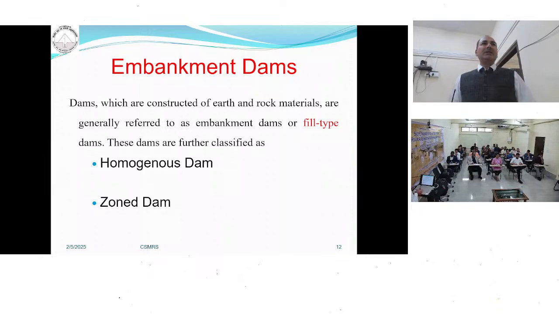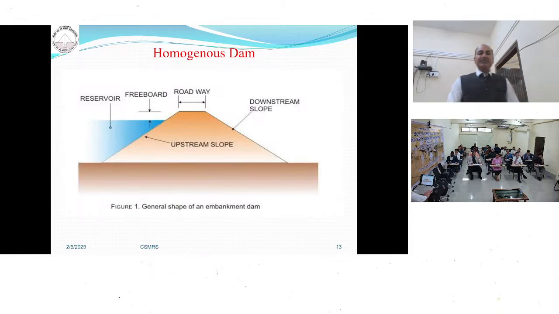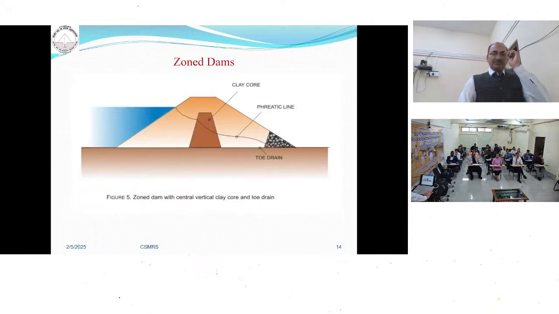Homogeneous means uniform construction material: the dam in which a single type of construction material is used is called homogeneous. Second is the zoned dam. Zoned means different portions. In this dam, an impervious clay core is centrally provided, and on both sides, upstream and downstream, shell or casing material is provided. It is called the zoned dam. These are the typical pictures. This is the homogeneous dam. This is a zoned dam, and at the center you can see there is a clay core or an impervious core. The core could be a clay core, asphalt core, or any other material that is impervious to water.